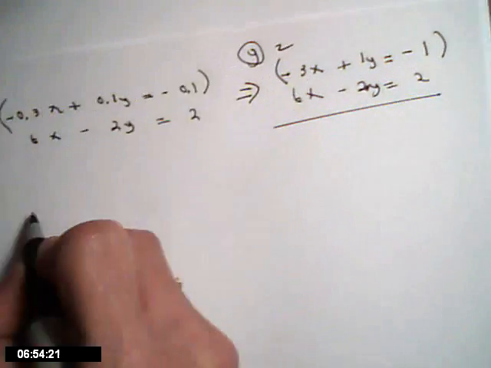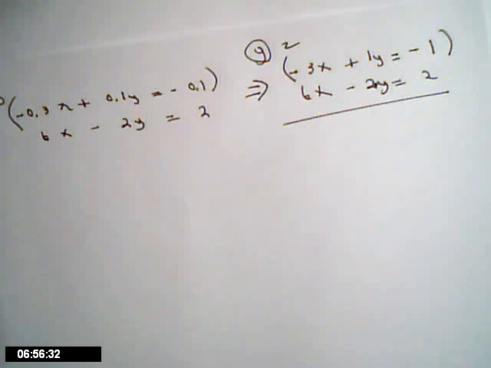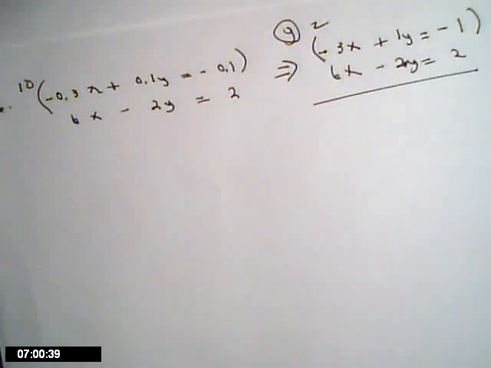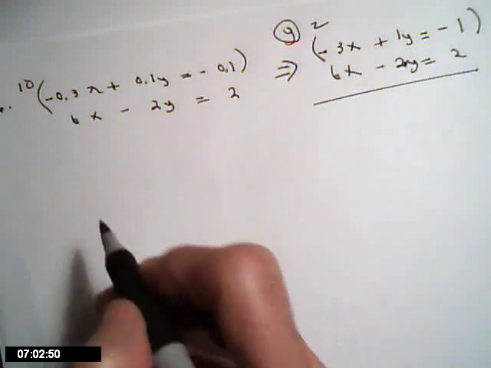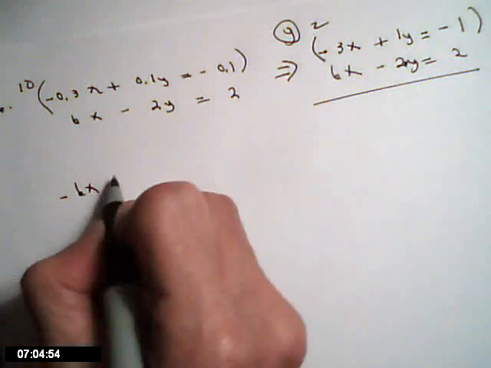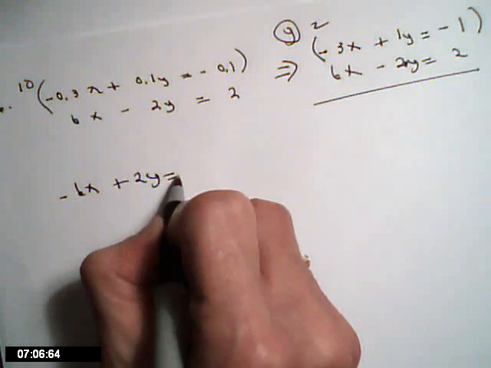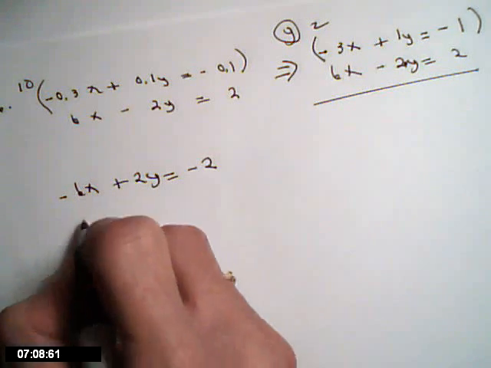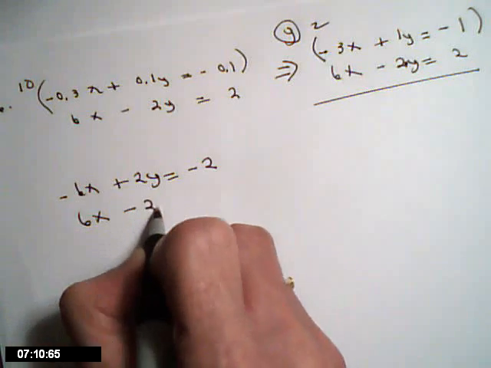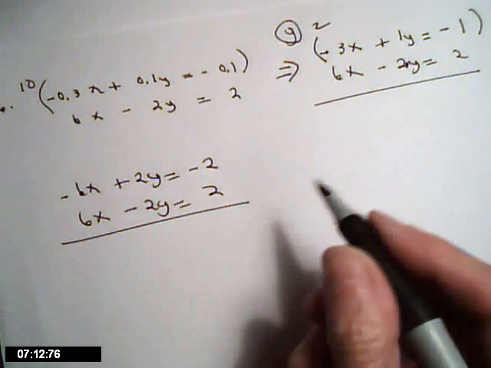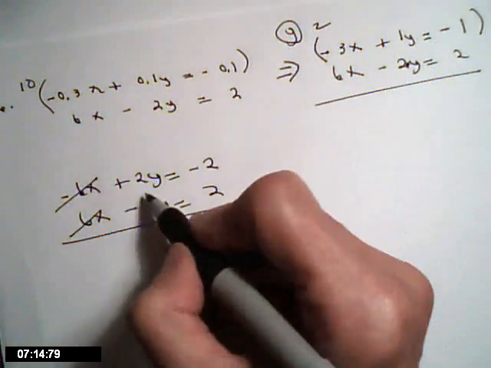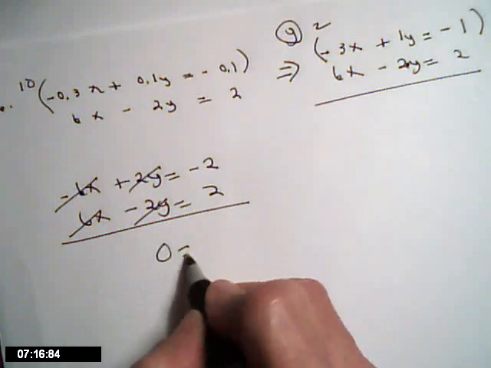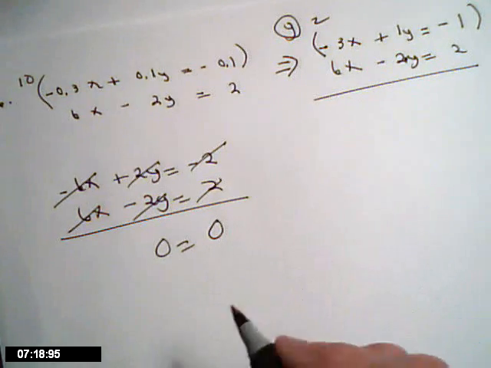Alright, I'm going to have to write that down below this to get room. Now I'm going to multiply by 2. That's negative 6x plus 2y equals negative 2. Bring down the bottom: 6x minus 2y equals 2. Now again, negative 6 plus 6 is 0. 2 minus 2 is 0. 2 minus 2 is 0.